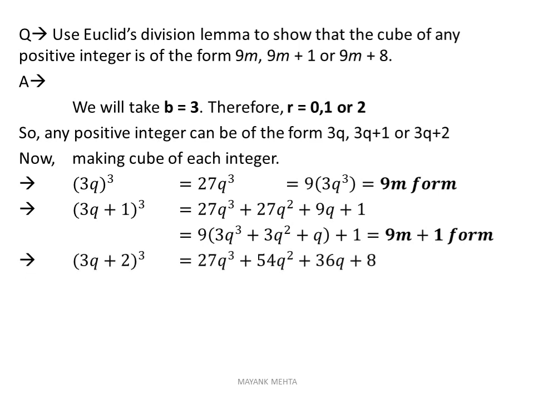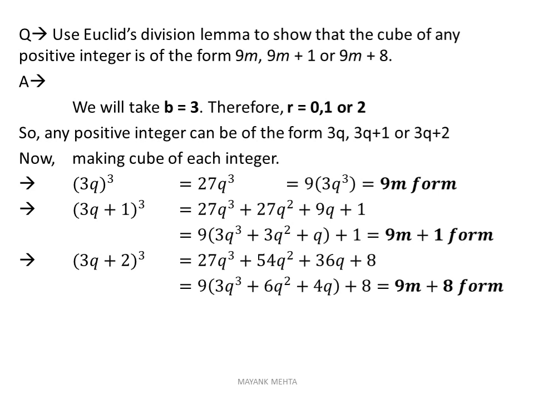Now the third integer, 3q plus 2, cubed. Again we will use the identity (a plus b) whole cube, so a cube plus 3a square b plus 3ab square plus b cube. Here again in the expansion, the first three terms we can take 9 common.